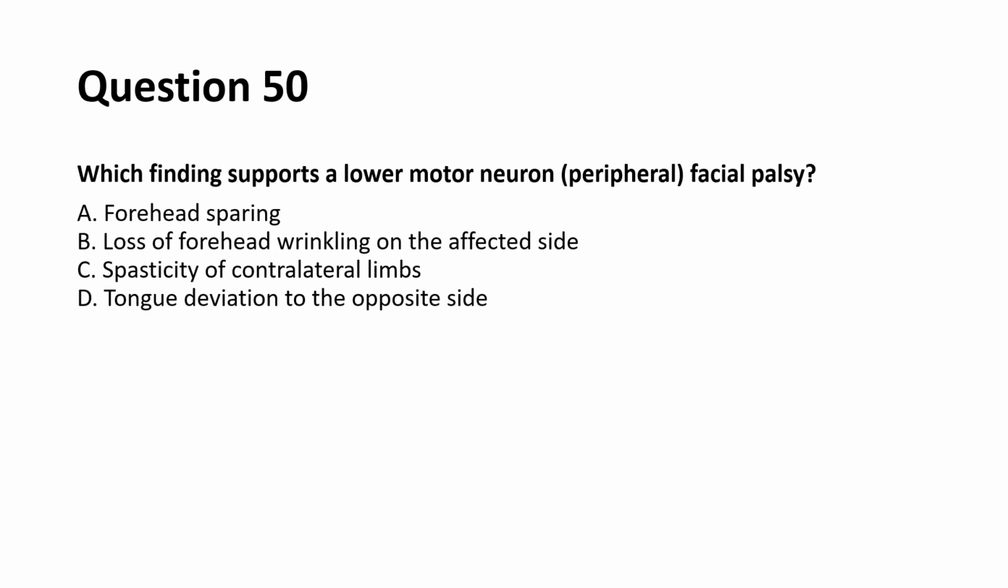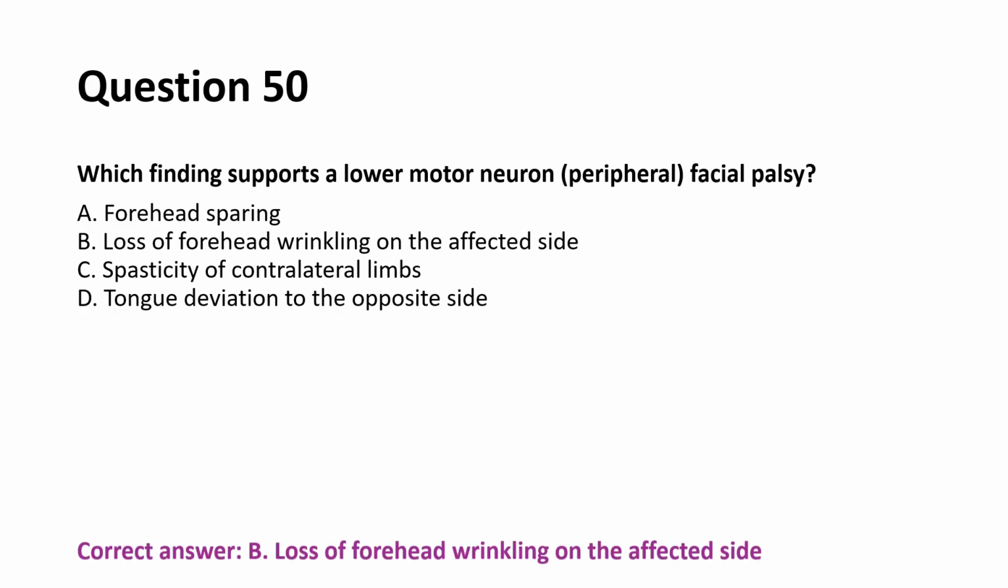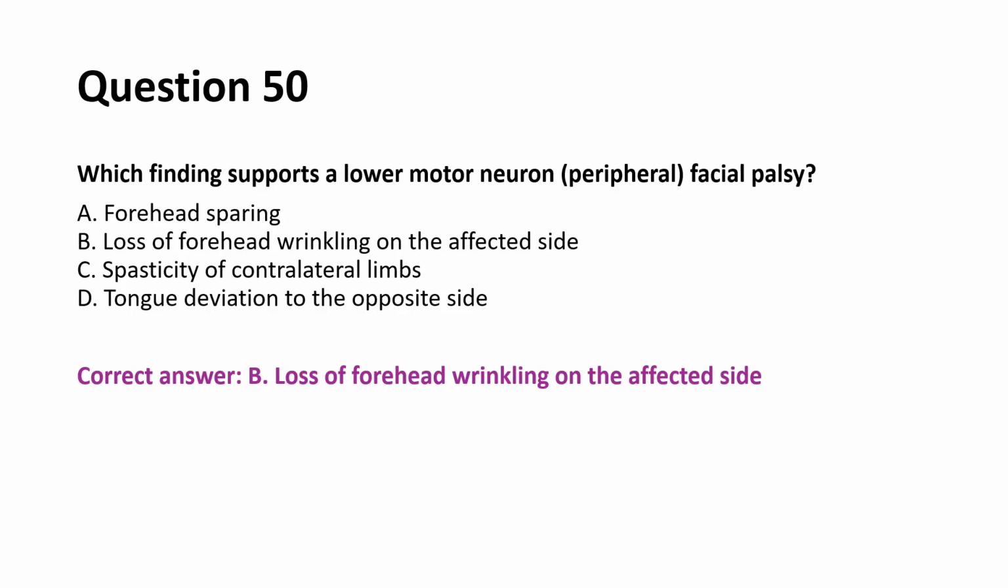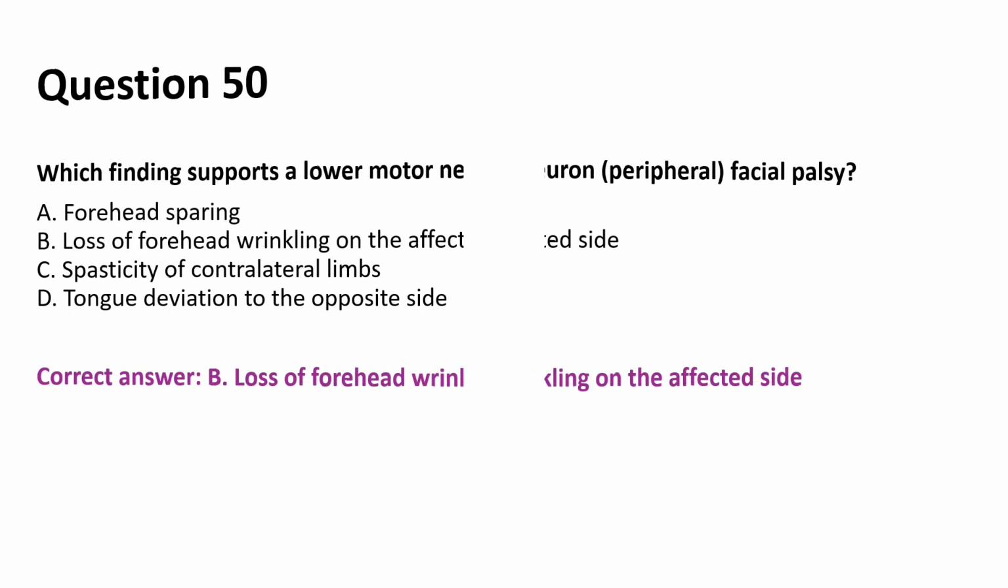Which finding supports a lower motor neuron facial nerve palsy? Forehead sparing, loss of forehead wrinkling on the affected side, spasticity of contralateral limbs, tongue deviation to the opposite side. The correct option is loss of forehead wrinkling on the affected side.